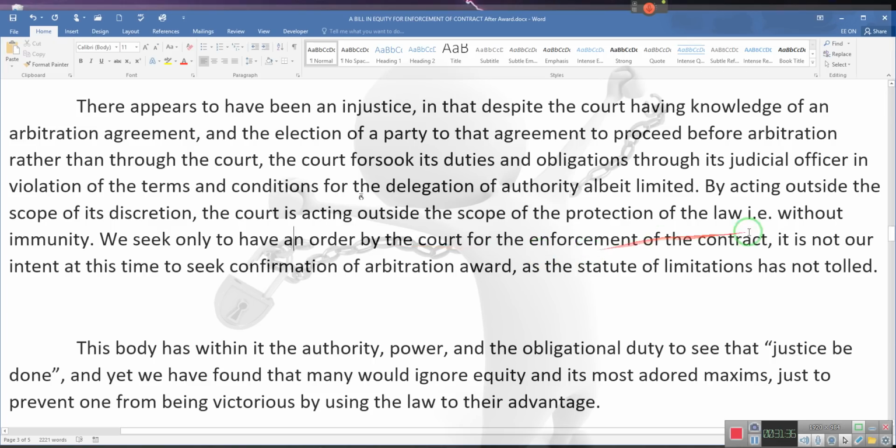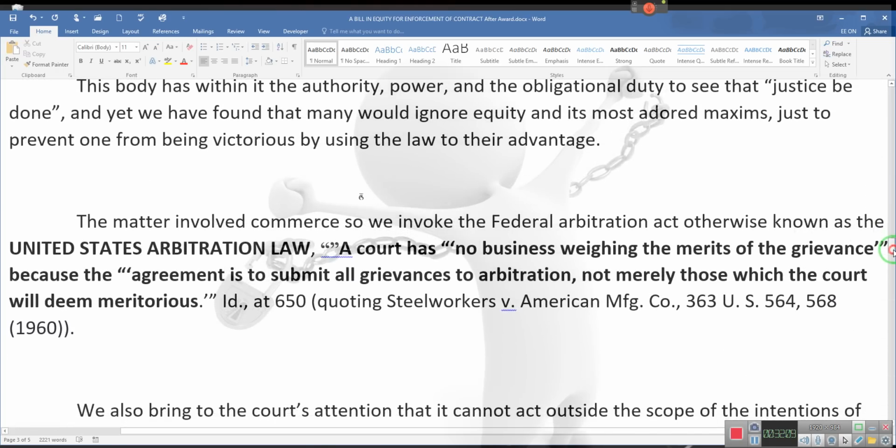By the court for the enforcement of the contract. Ladies and gentlemen, you're normally supposed to put together your own orders, so we will put together an order. Okay? You're just going to have to be patient. It is not our intent at this time to seek confirmation of the arbitration award, as the statute of limitations has not tolled. You have a year, according to the Federal Arbitration Act, to seek confirmation of the arbitration award. You do that at your leisure. You don't do that when the court tells you to do it. That is your choice. You have the delegation of authority for choosing when you seek such confirmation.